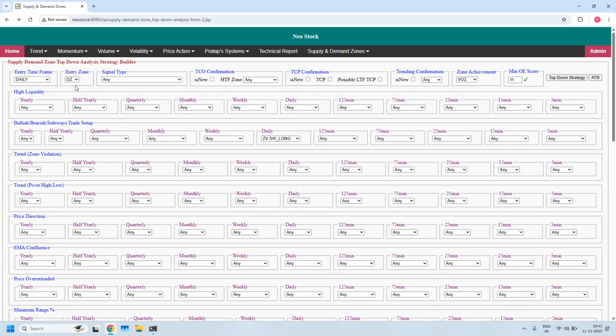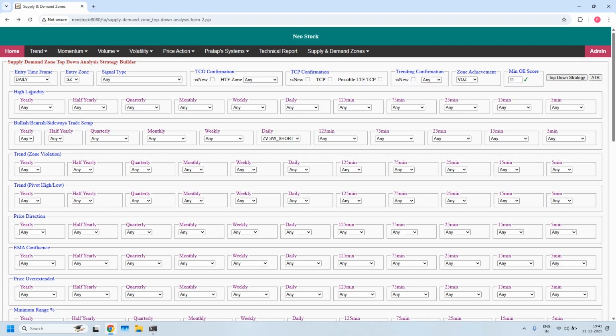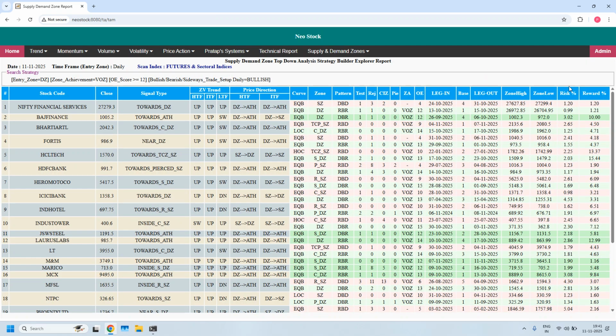sideways short trade setup, changes are daily supply zone, and here sideways short. Let's filter. No stocks. Next, bullish trade setup for monthly income trade, daily demand zone, bullish, and minimum odd enhanced score 12. So first 18 stocks supporting bullish trade setup for monthly income trade.